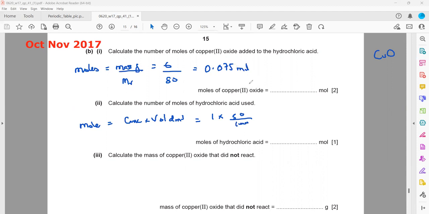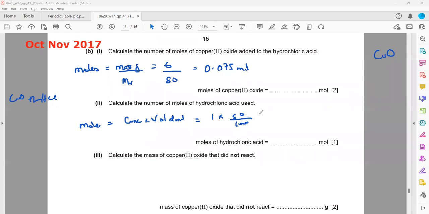Why did we not take a ratio here? The main reason is because copper oxide is in excess. If I take a ratio between copper oxide and the hydrochloric acid, it won't be correct, because that will give us a greater amount of hydrochloric acid. These are the total moles of copper oxide, but not all of them reacted. As we know, the copper oxide is in excess, so if I take a ratio, you will get the wrong answer. Not all 0.075 moles of copper oxide reacted.